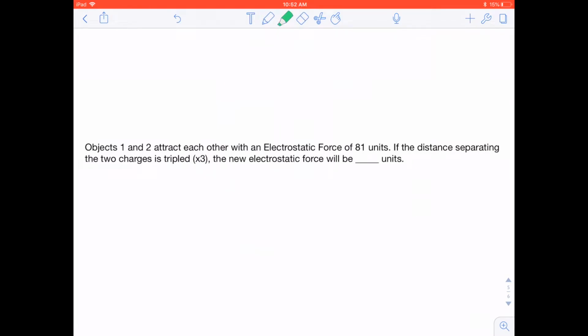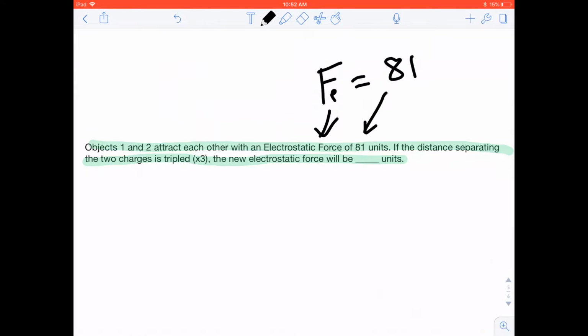Alright, so in this case, we got a problem. Objects 1 and 2 attract each other with an electrostatic force of 81 units. If the distance separating the two charges is tripled, the new electrostatic force will be how many units? Alright, so just breaking apart this, I know that we're going to be messing around with force, electrostatic force. We know that we have 81 units of electrostatic force. I don't know why they didn't just give us newtons. That would be kind of nice, but who cares? Let's just think of a unit as a newton.